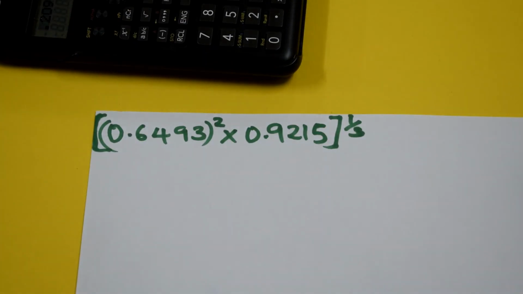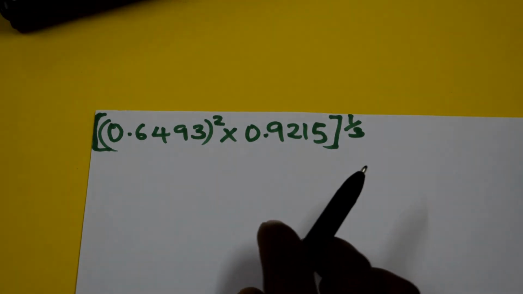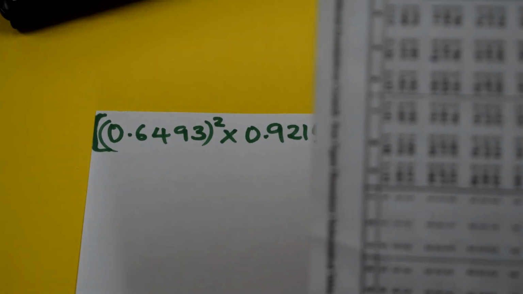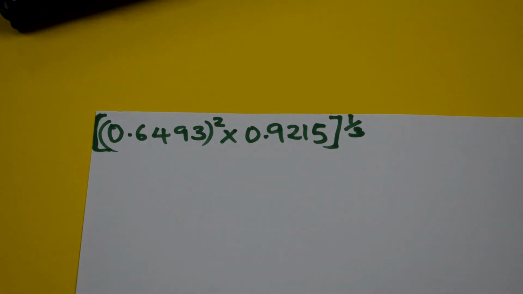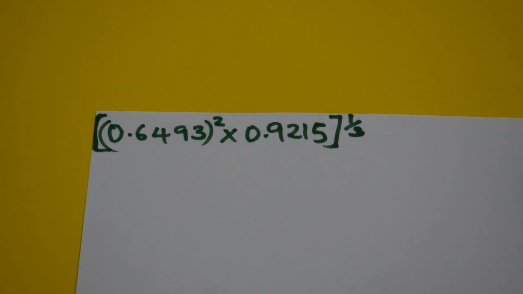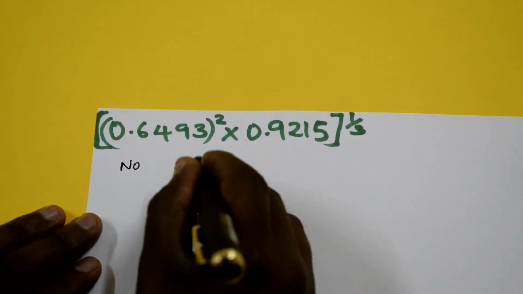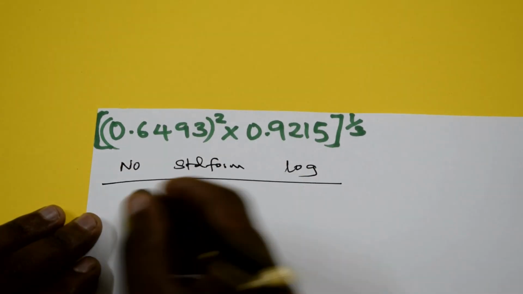So in this example we have 0.6493 power 2 multiplied by 0.91229215, and then that product is raised power a third. So we can work out this one, and this one we can do with the number in standard form and logs.